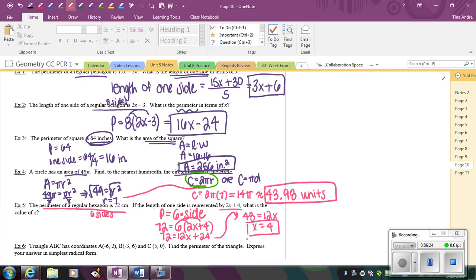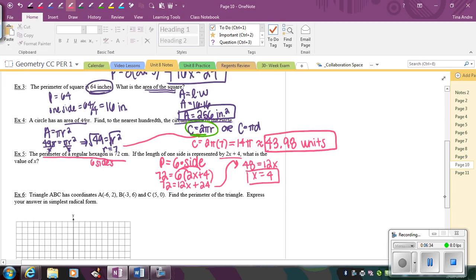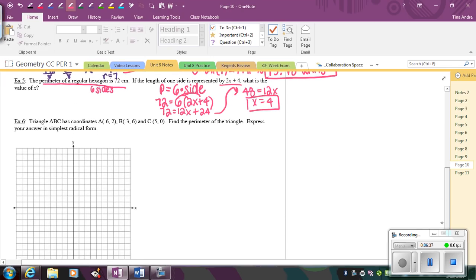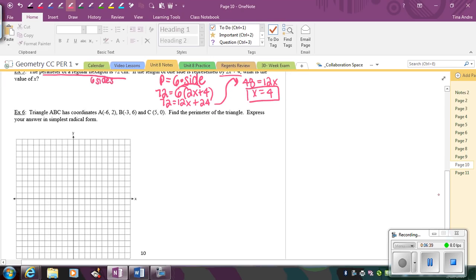Sometimes it's hard to draw out some of the polygons, so if you don't have to draw them out, you don't need to, but if it's helpful, go ahead and draw them out. So then from here, the last example is a common example that typically comes up on Regents exams, where now you're trying to find the perimeter using your graph. So let's go ahead and start by graphing.